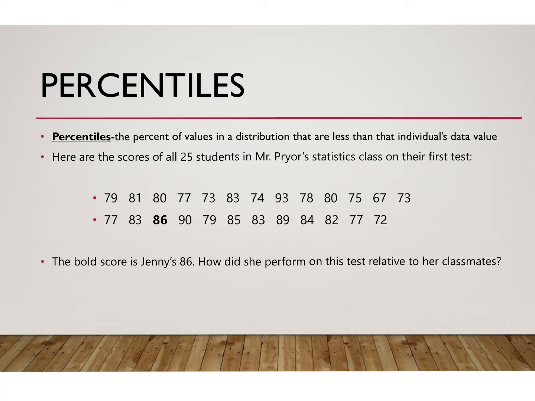Chapter 2 starts with describing the location in a distribution. Two ways to describe location are percentiles and z-scores. A percentile is the percent of values in a distribution that are less than the individual's data value.